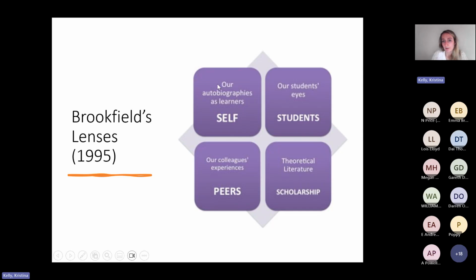So if you start here, your sense of self, how did you view the incident or the resource you implemented, that critical incident, I suppose? How did you view it? What were your opinions? What was your experience? What happened essentially? And then for us, we would think about it from our pupils' or our young person's eyes.